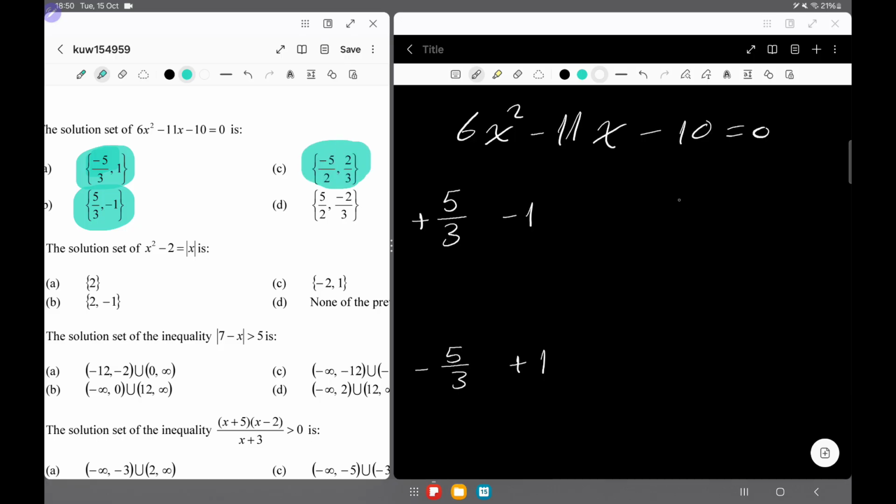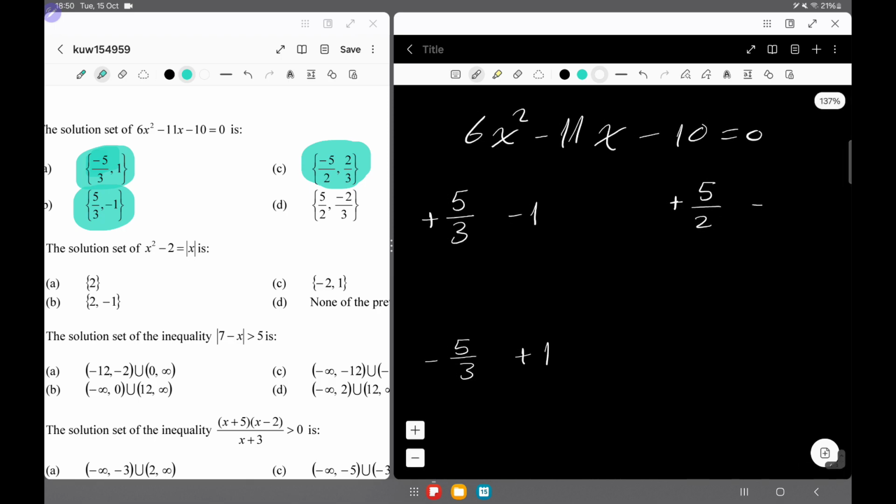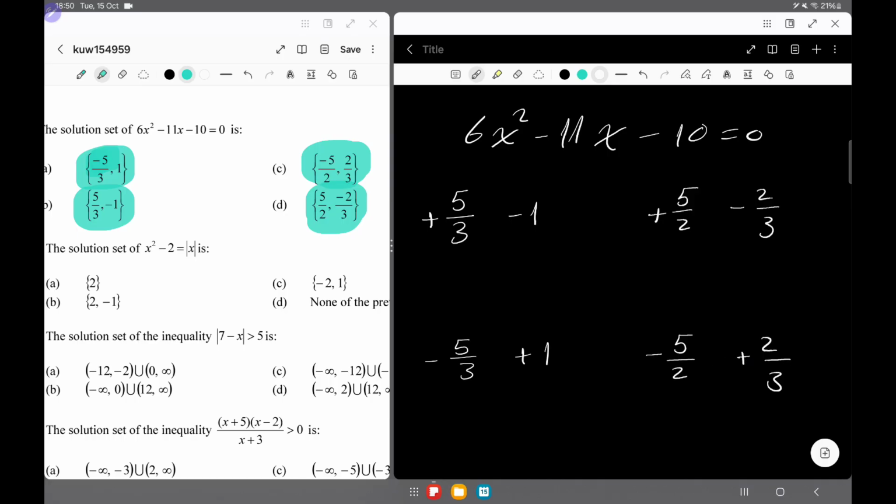C, as well, you have to write positive 5 over 2, negative 2 over 3. The last choice as well, just change the sign: negative 5 over 2, positive 2 over 3. The next step is just multiply all of them by this number in front of x squared.